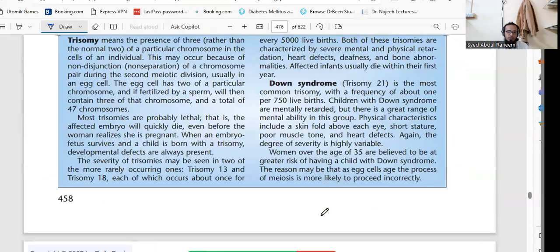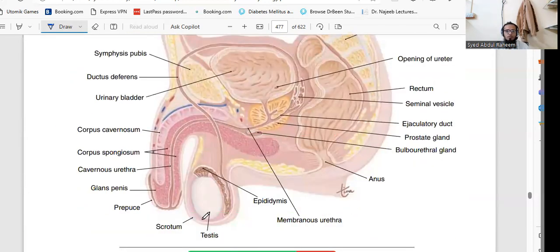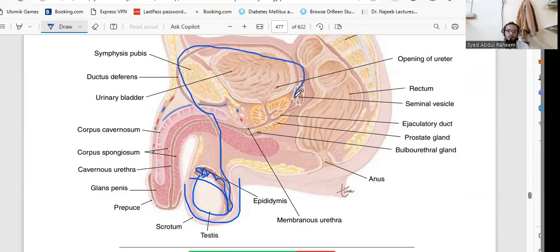Here you have the testes. We can see that this is the ductus deferens. This is the scrotum. This is the testes. This is the epididymis. Now it will enter into the ductus deferens, and then here you have the prostate gland. This is the prostate gland. This is the ejaculatory duct. This is the membranous urethra.